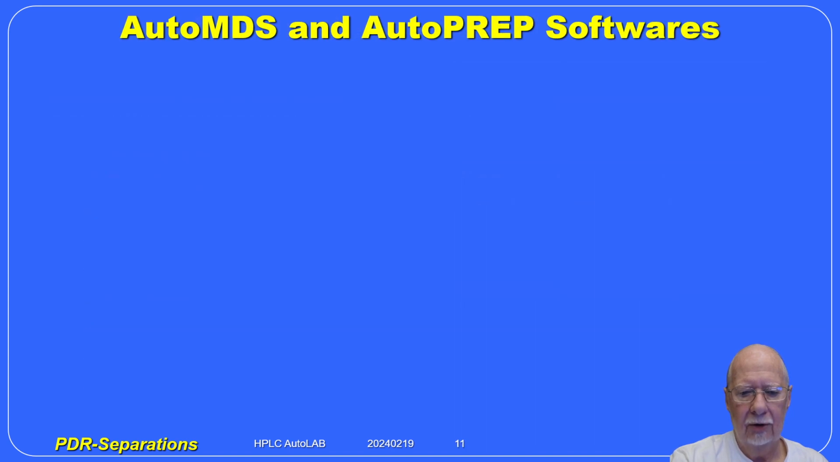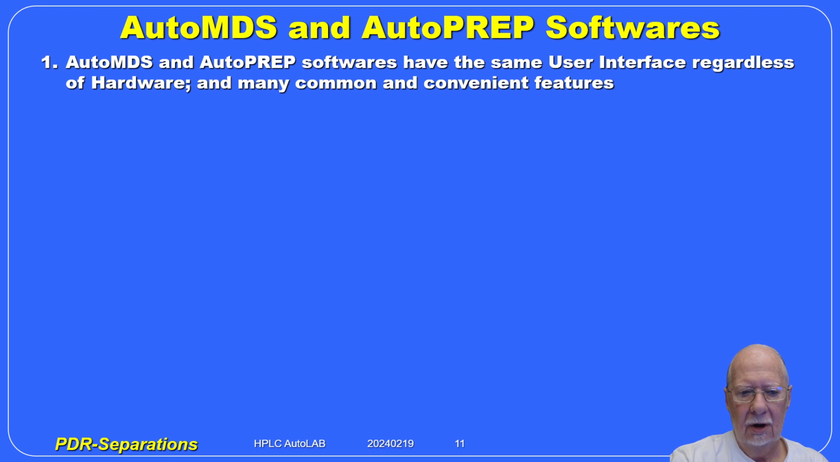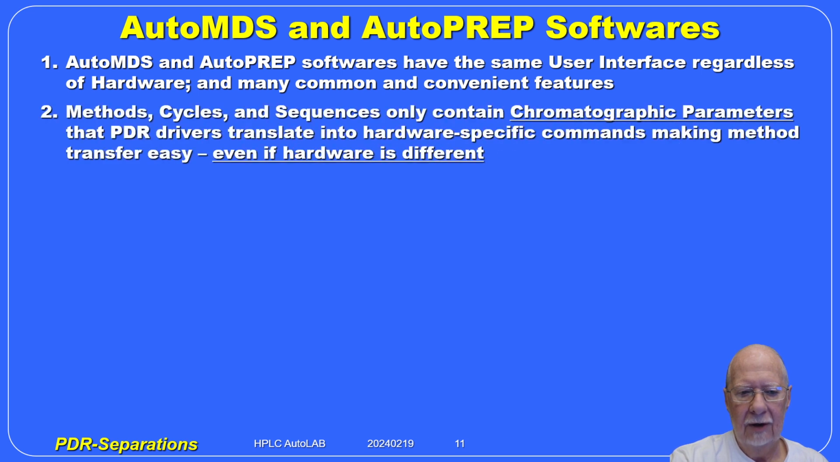AutoMDS and AutoPREP softwares. AutoMDS and AutoPREP softwares have the same user interface, regardless of hardware, and many common and convenient features. Methods, cycles, and sequences only contain chromatographic parameters that PDR drivers translate into hardware-specific commands, making method transfer easy, even if hardware is different.